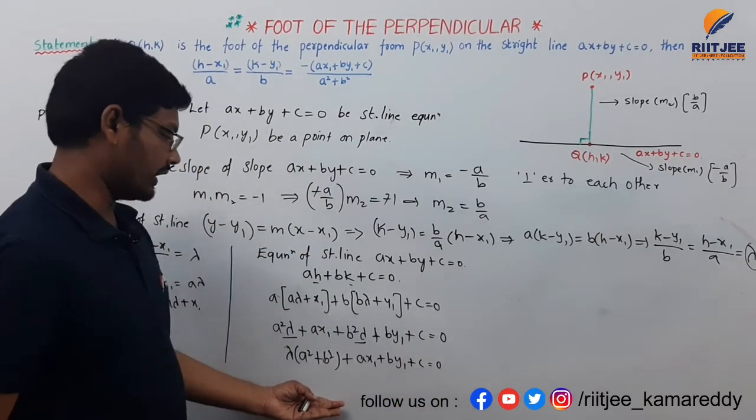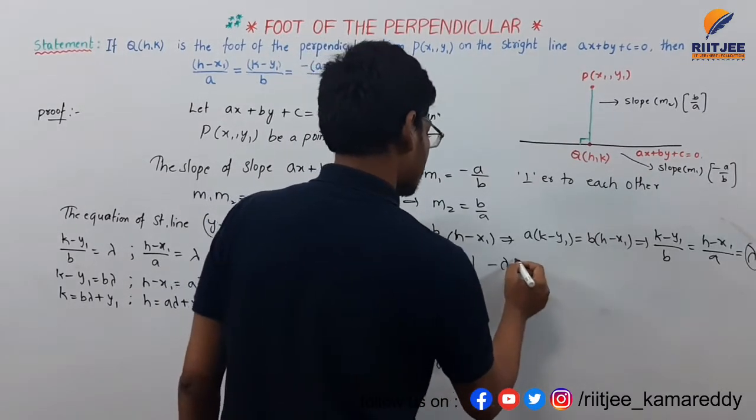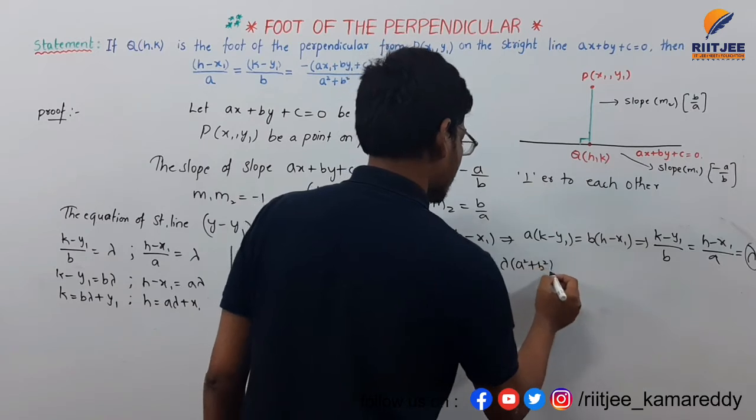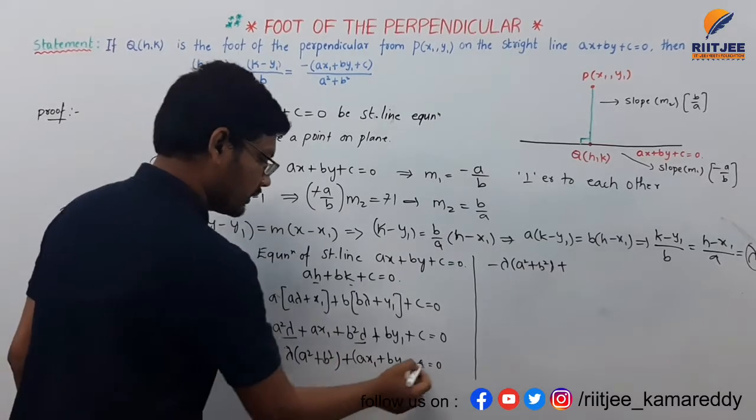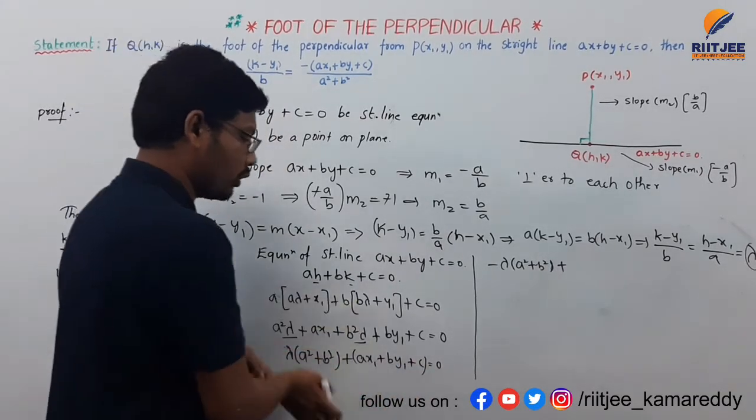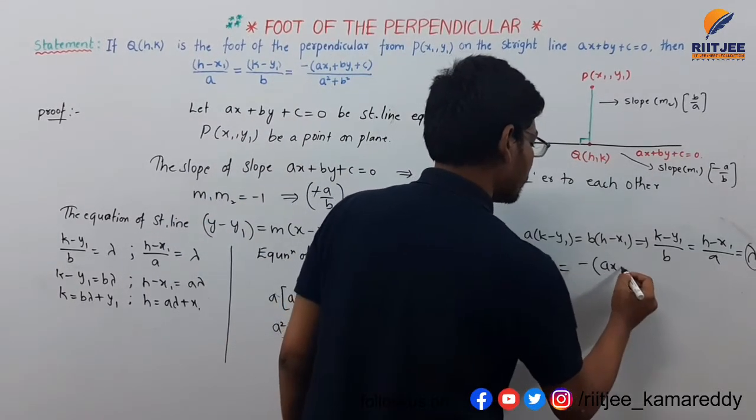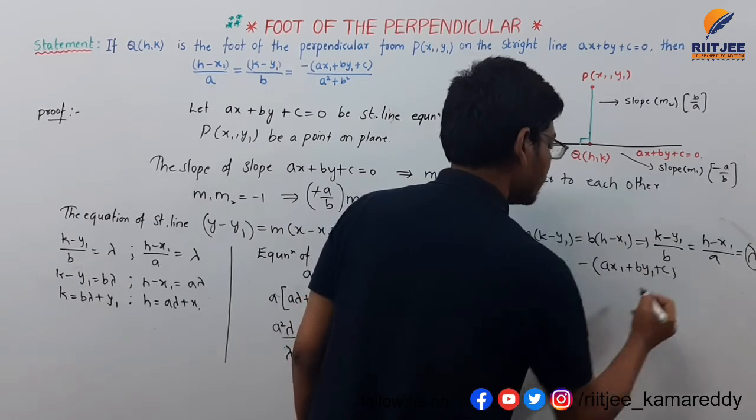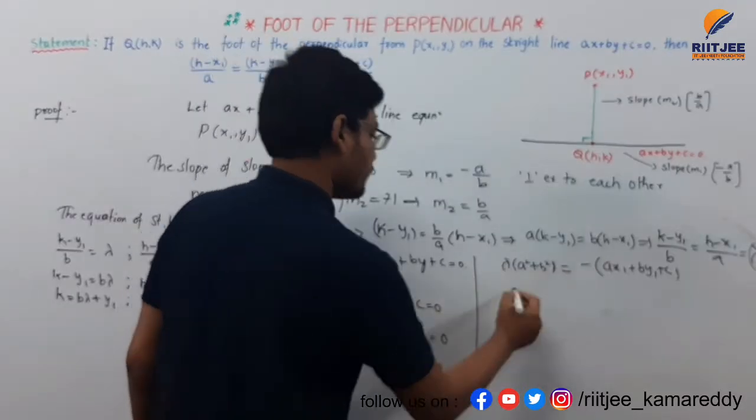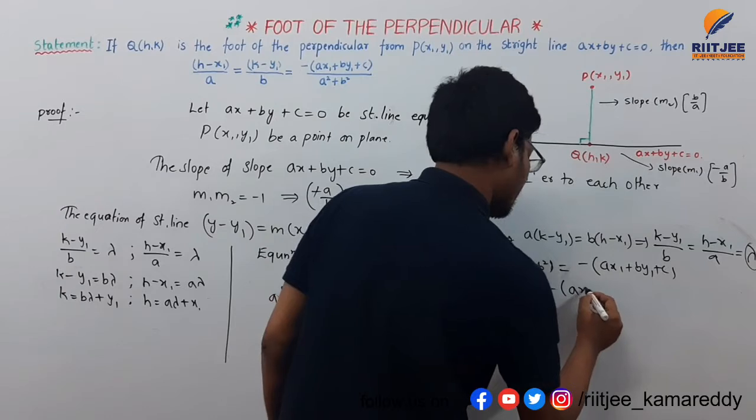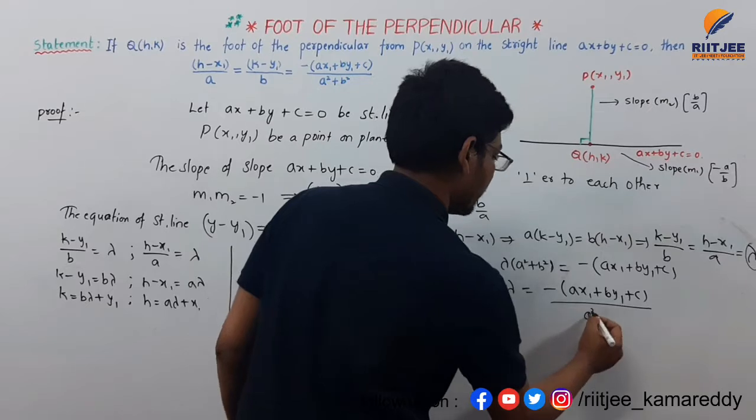And this is the condition we got here. From this condition, lambda of a square plus b square plus ax1 plus by1 plus c is equal to 0. I am keeping this in brackets and sending the total term to the right hand side. It will become minus of ax1 plus by1 plus c. Here we want only lambda, so minus lambda is equal to minus of ax1 plus by1 plus c divided by a square plus b square.